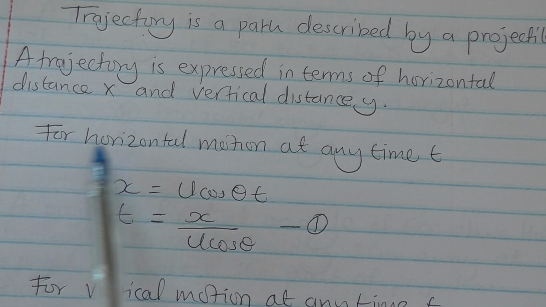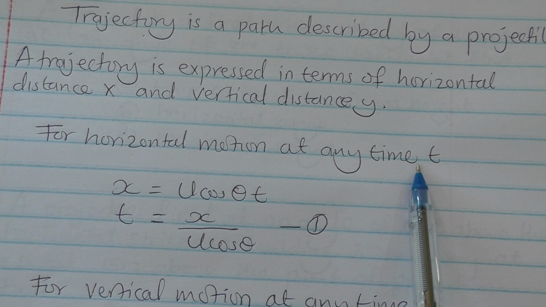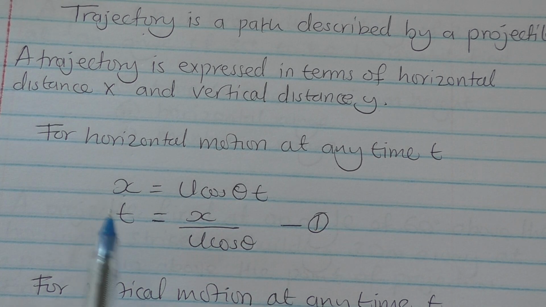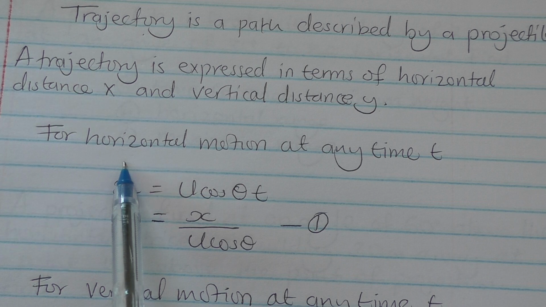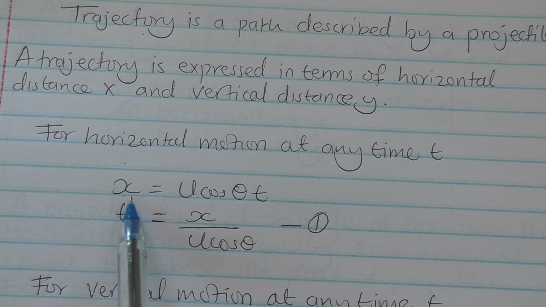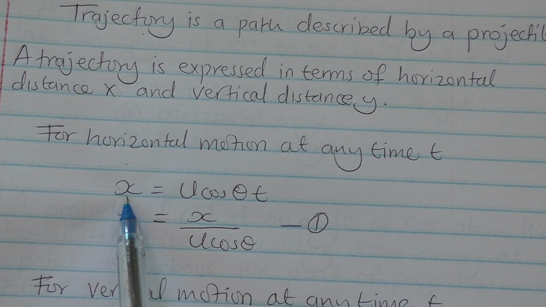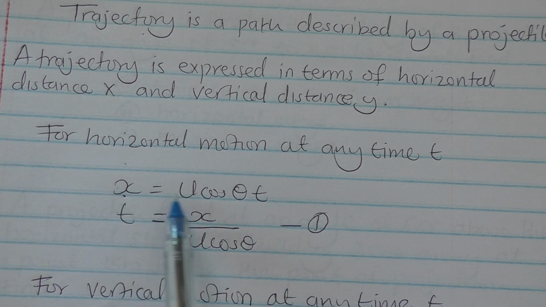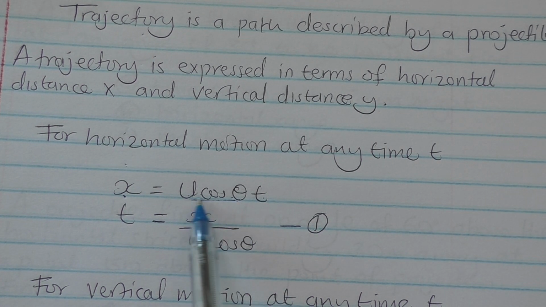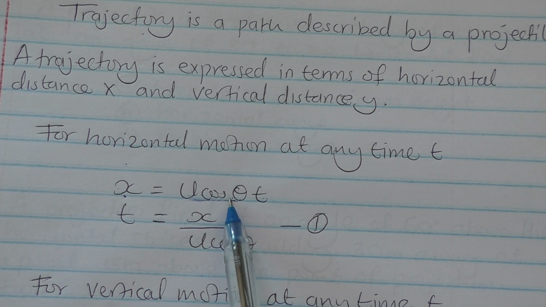And therefore, for horizontal motion at any time, x equals ut. Because from the second equation, which is s equals ut plus a half at squared, don't forget that for horizontal motion, a is 0. Therefore, we ignore the a half at squared since it is equal to 0 and end up with x as u cos theta t, because the horizontal component of velocity is u cos theta.